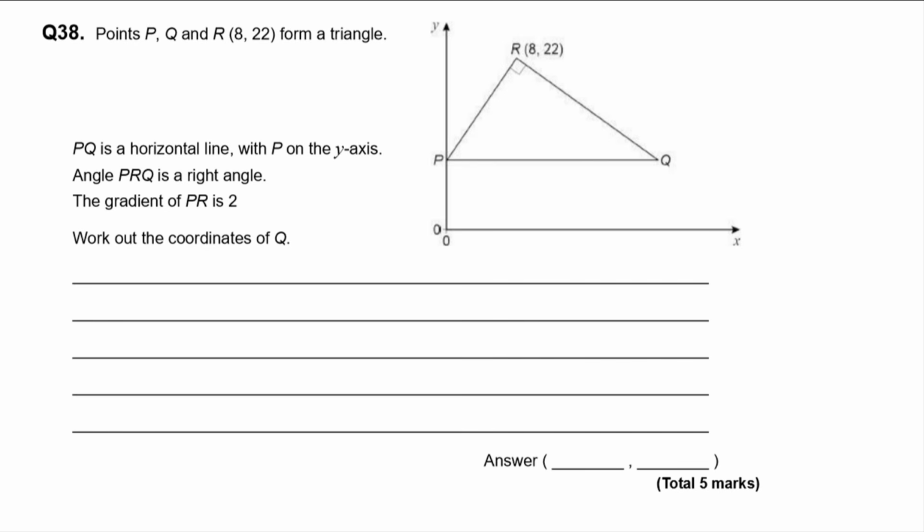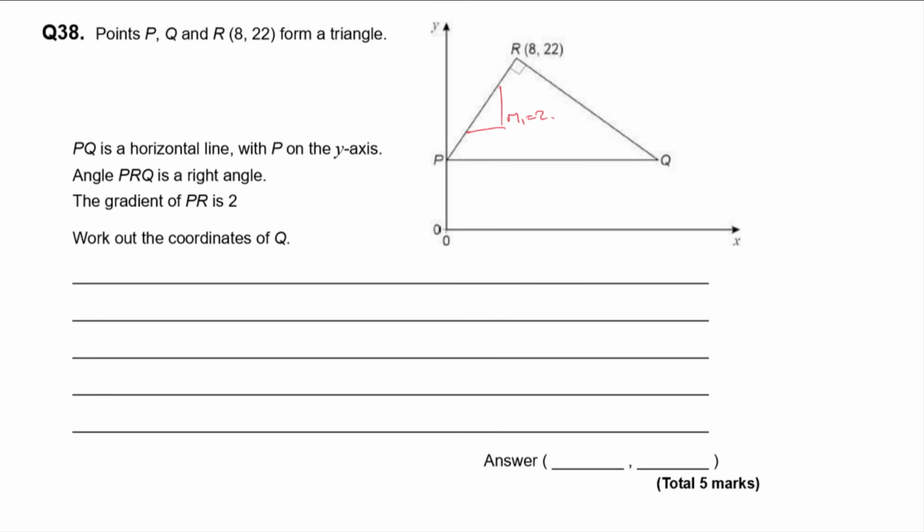Question 38. Points P, Q and R, where we've been given R, it's 8, 22, form a triangle. PQ is a horizontal line with P on the y-axis. Angle PRQ is a right angle. The gradient of PR is 2. Work out the coordinates of Q. Okay, it's interesting. Right, so we know the gradient of PR. PR has got a gradient of 2. So if I did change in y and change in x, I'd get a gradient of 2, wouldn't I?